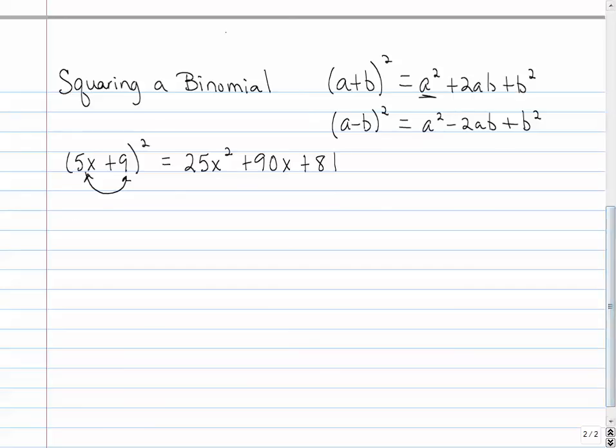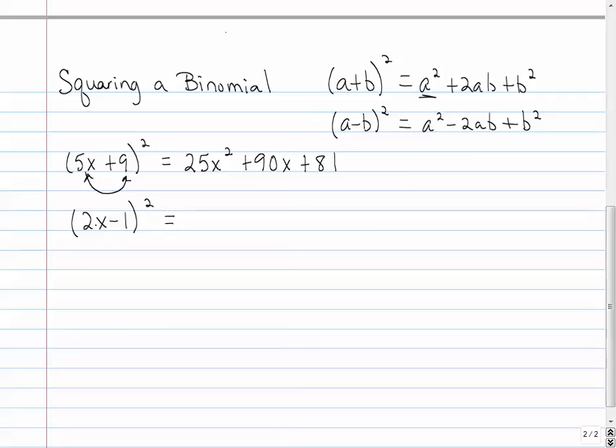Okay, let's look at one more like that. 2x minus 1 squared. And we're going to use the shortcut. But remember, if you forget the shortcut on the test or when you're doing homework, you can always write it down twice and FOIL it out. Okay, well, let's do the shortcut.